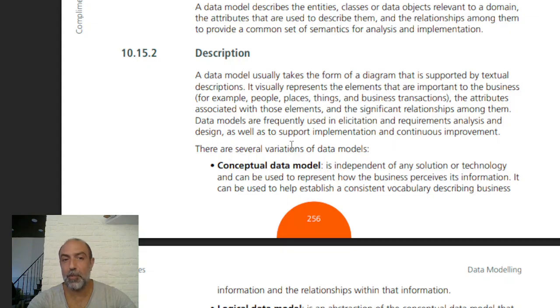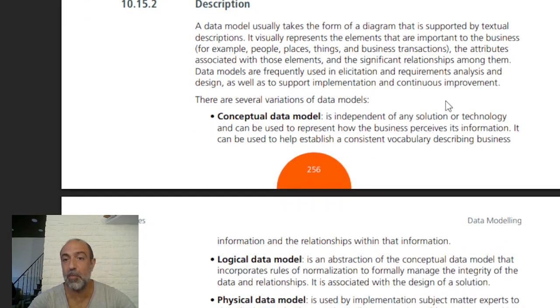So what's the description? A data model usually takes the form of a diagram that is supported by textual descriptions. It visually represents the elements that are important to the business, for example, people, places, things, and business transactions, the attributes associated with those elements, and the significant relationships among them. Data models are frequently used in elicitation and requirement analysis and design, as well as to support implementation and continuous improvement, right?